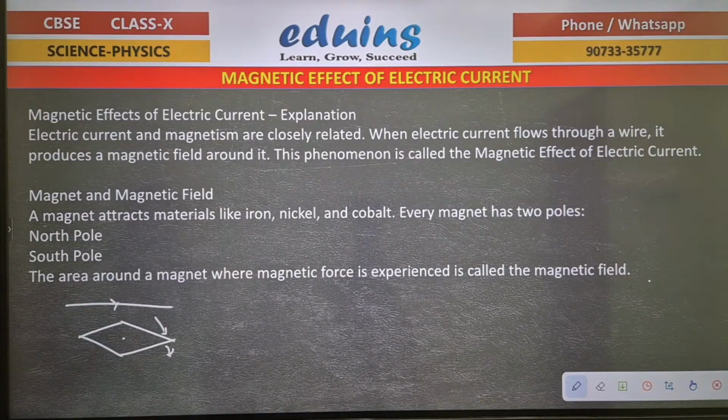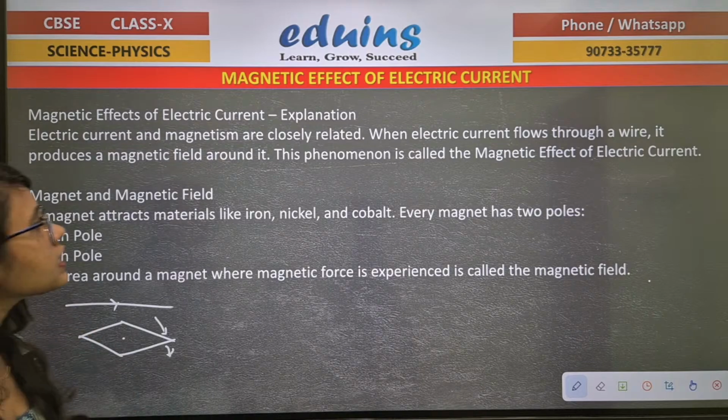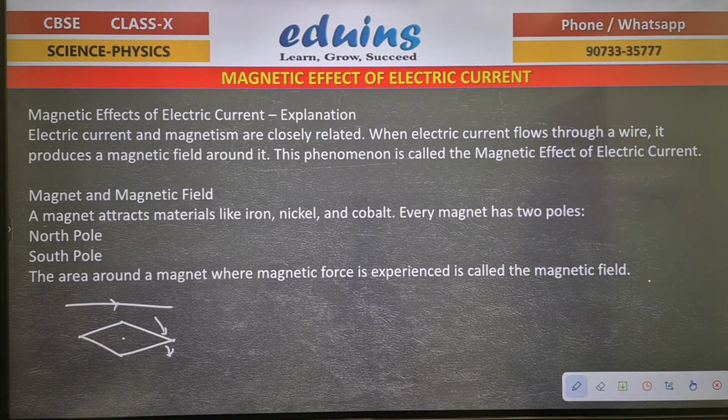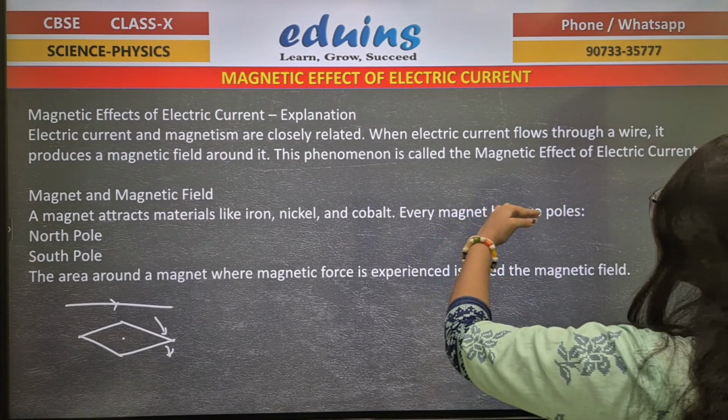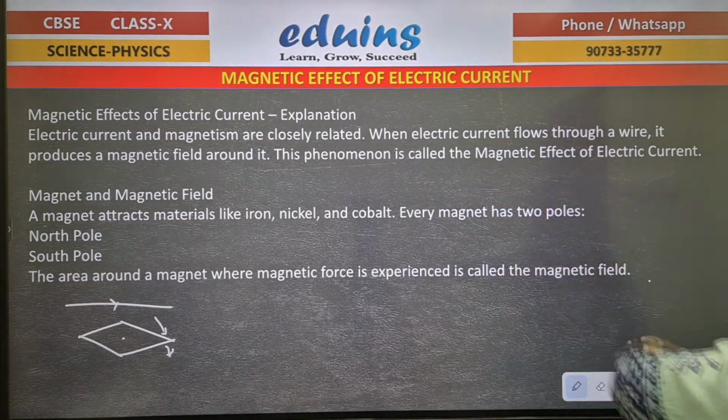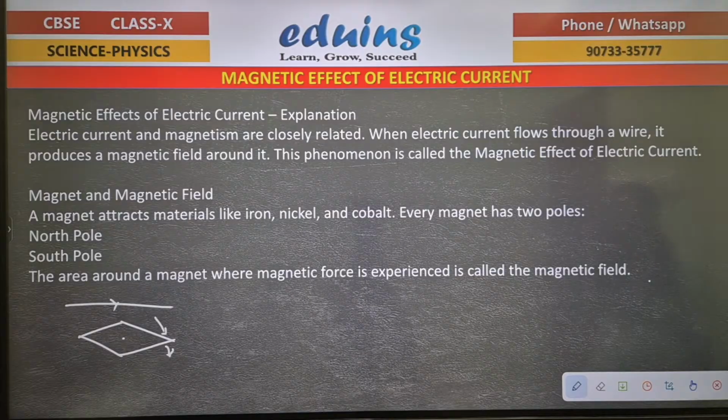So what is the magnetic effect? Electric current and magnetism are closely related. When electric current flows through a wire, it produces a magnetic field around it. This phenomenon is called the magnetic effect of the current. It only happens when electricity flows through a wire. For static electricity, there is attraction and repulsion, we all know that. But to produce the magnetic effect, there must be a current flowing through the circuit, which produces a magnetic field around it.